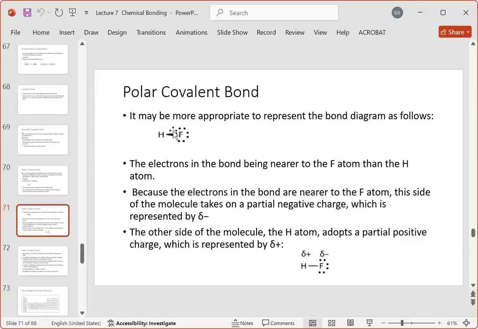So this is how sometimes we use a tab like this. See here, the hydrogen has a smaller tab, and the fluorine has a bigger tab. That means fluorine is partial negative and hydrogen is partial positive. Right? The electrons in the bond are nearer to the fluorine atom than the hydrogen atom. Because of that, this side of the molecule takes on a partial negative charge, which is represented by del minus.